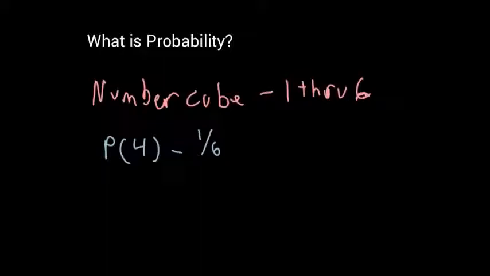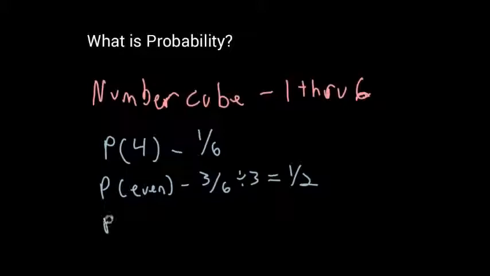Alright, so let's say we had the probability of an even number. So on a number cube, there's the numbers 2, 4, and 6. So there's 3 even numbers out of 6 numbers. And then you always want to reduce your probabilities if you can. The first one, 1/6, didn't need to be reduced, but 3/6 can be reduced. We can divide both those by 3 and get 1/2.